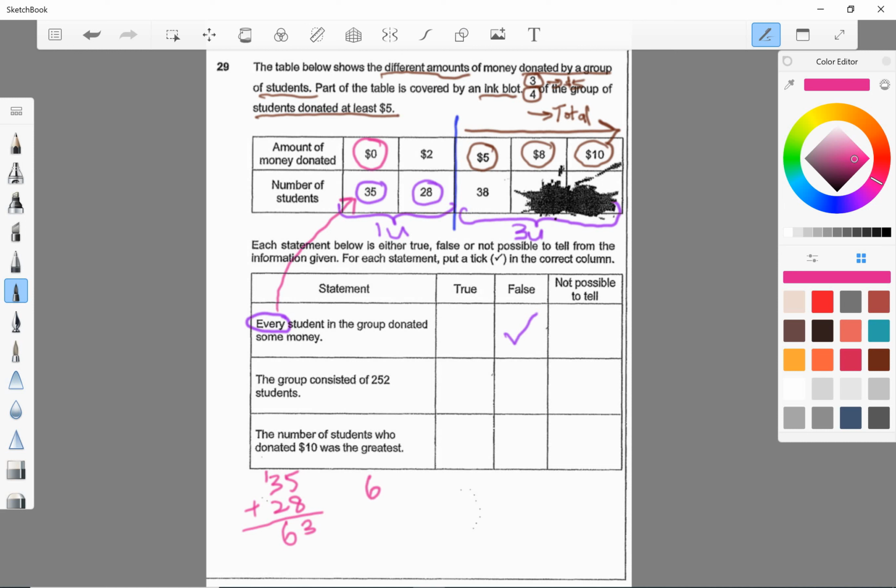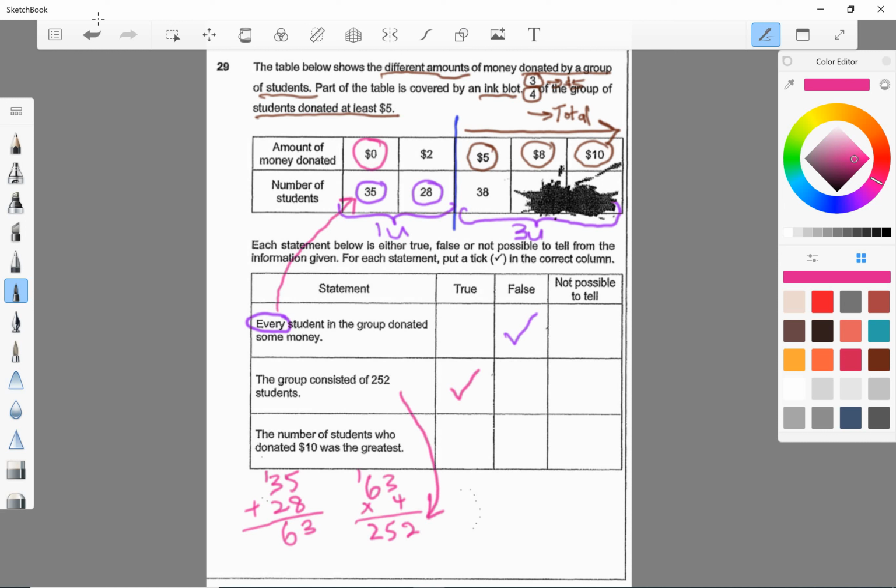If I were to take 63 and multiply that amount by 4, 4 times 3 is 12, then 4 times 6 is 24, plus 1 is 25. I would easily arrive at 252. So based on what I have found out, it is a true statement. Indeed, the group consisted of 252 people. And this is something that I can calculate, I can solve.